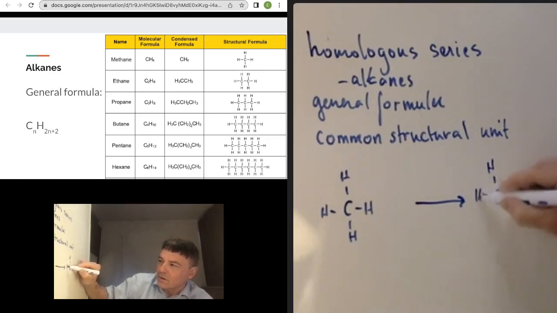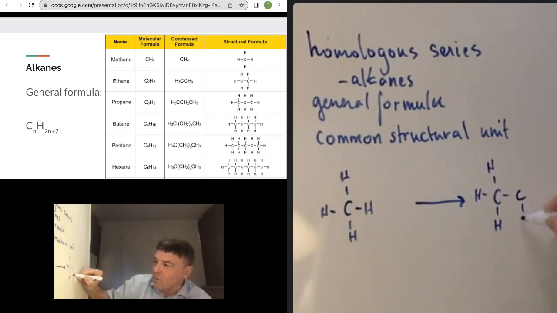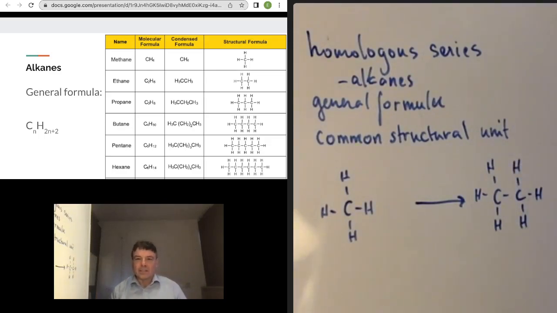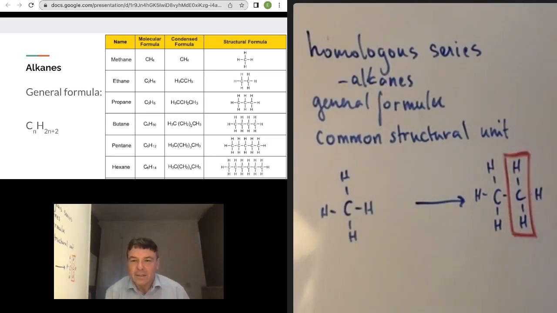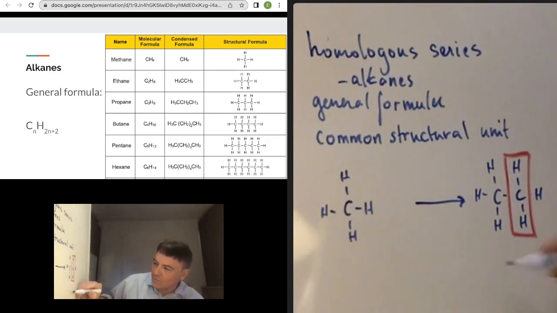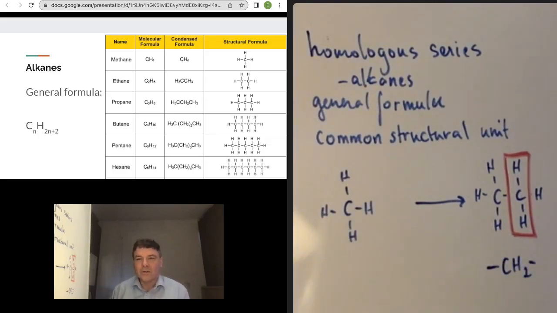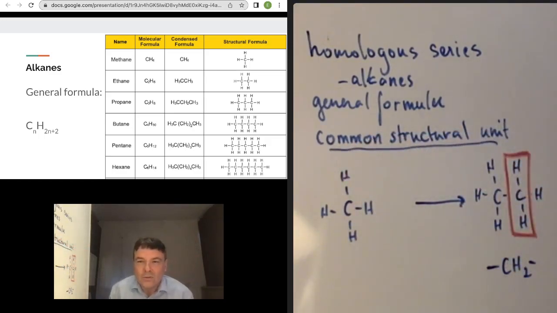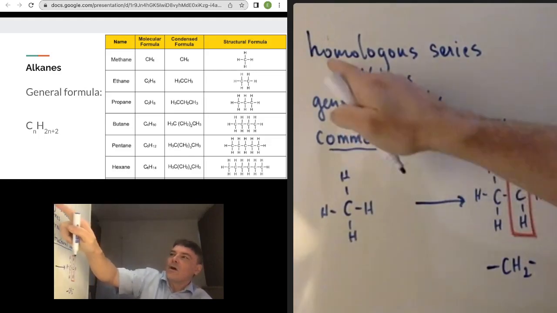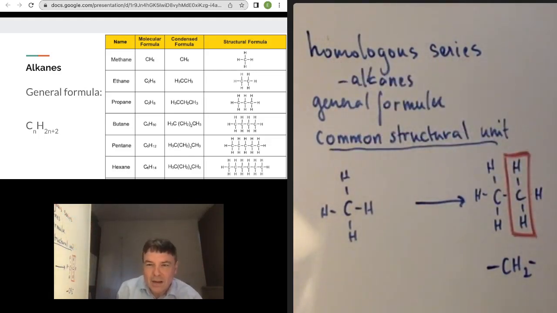Of course, carbon always has 4 bonds. It has covalence 4 bonds. What we see is we have added 1 carbon and 2 hydrogens. Let me just put a little red square around that. So this is CH2, which we could also denote as a CH2. This is the common structural unit with which the homologous series increases every time.